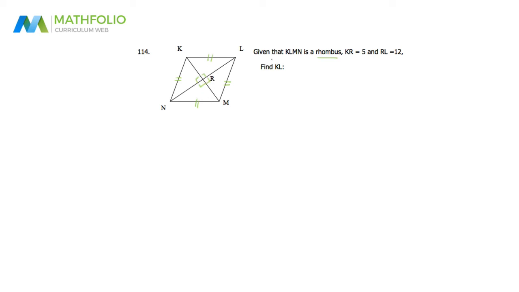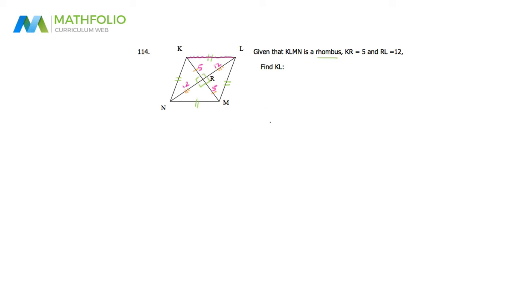And then we also know, let me change to orange, we also know that this equals this, and this right here equals this right here. So KR is 5, so let's change color. This right here is 5, so we know this is also 5. We know RL is 12, so this is also 12. And it wants us to find KL, which is right here.